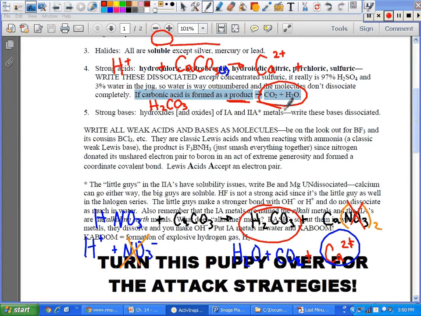So again, this is the little thing. This is why this attack strategy is here for you. Instead of writing it as carbonic acid, you must write it as CO2 plus H2O. So now we know that. Now, I think if you balance it, you'll still get that balancing point. I want to go back into this right here.